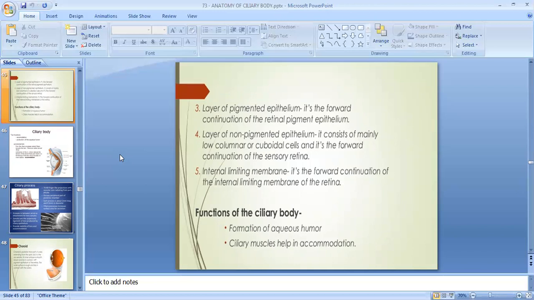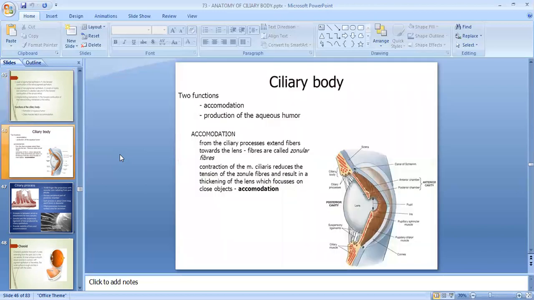Then comes the functions of the ciliary body. It helps in the formation of aqueous humor, and ciliary muscles help in accommodation. There are two functions of ciliary body: the production of aqueous humor, and second one is the accommodation.